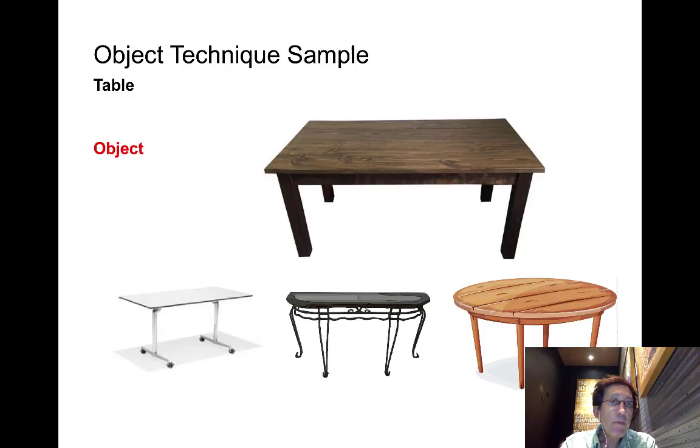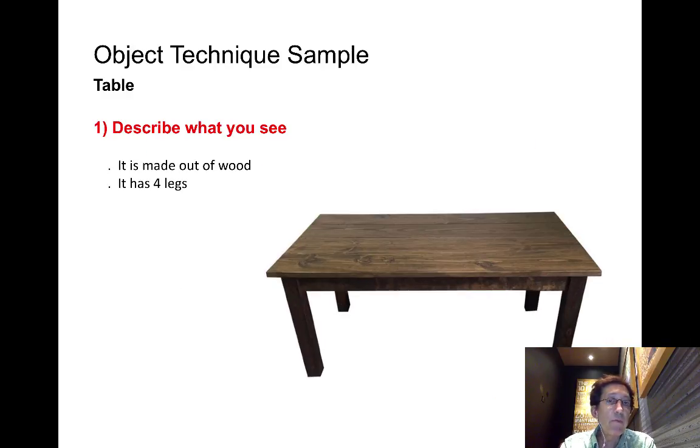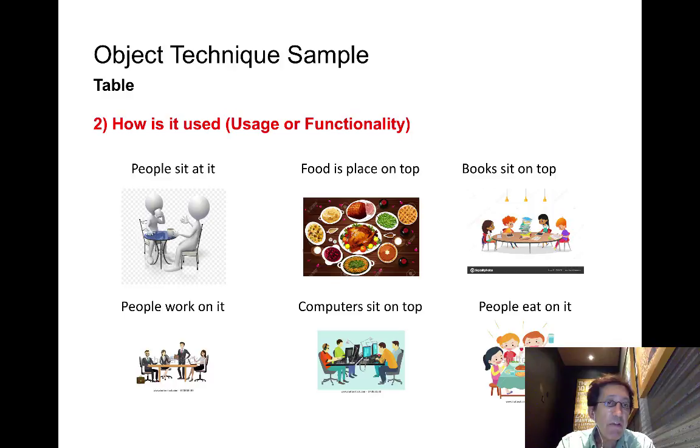So now what we need for you to do is go to the next page, page 5. So first, describe what you see. It's made out of wood. It has 4 legs, and you can do more. All right, you can do more, and you go to the next page, page 6.